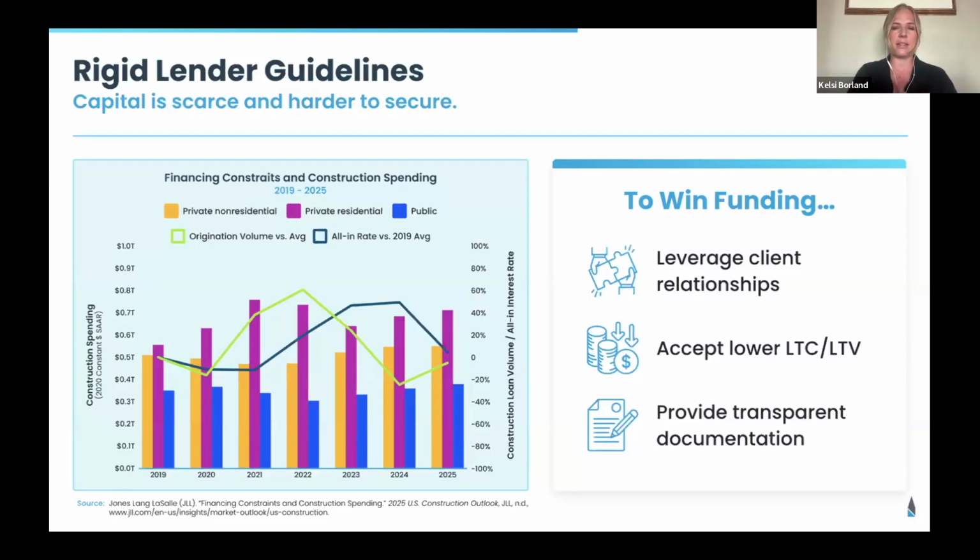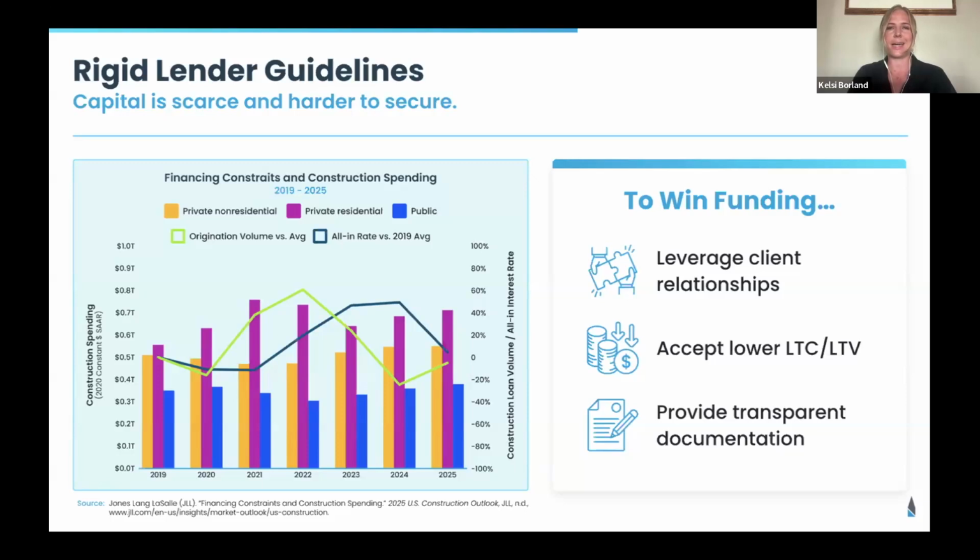So there's a balance here between being able to afford the cost of capital or absorb that cost into your budget, but also being able to secure that capital. And that's what we're talking about here: the lenders that are really able to lend on a project. There are some key steps to winning that funding.